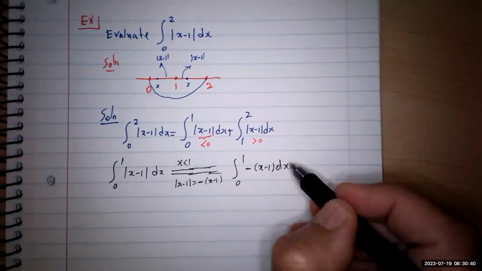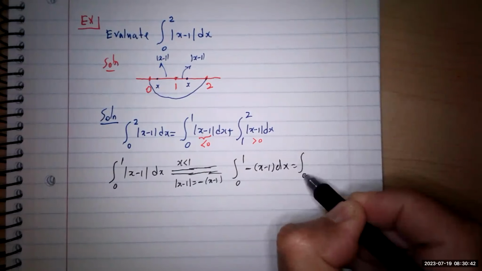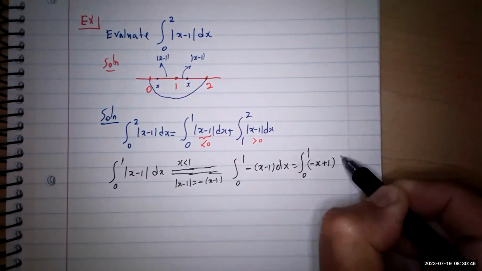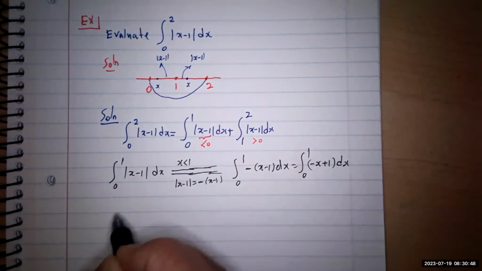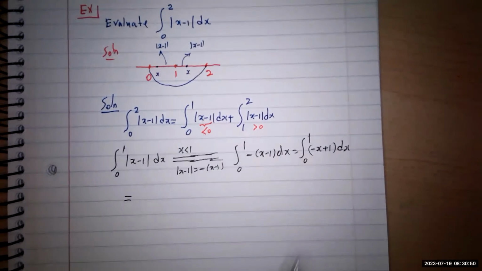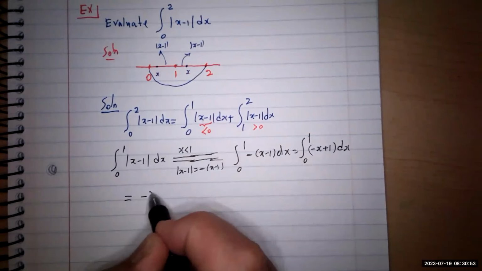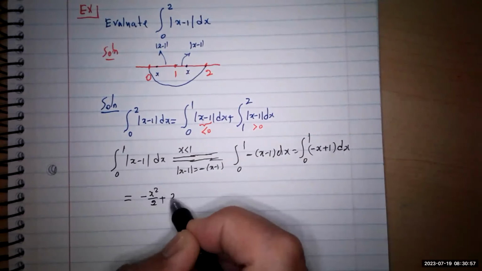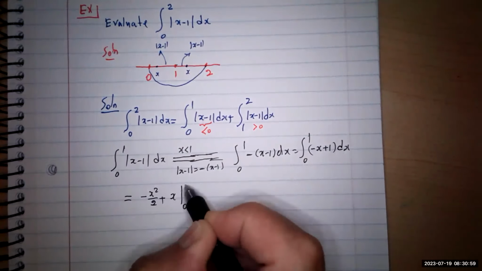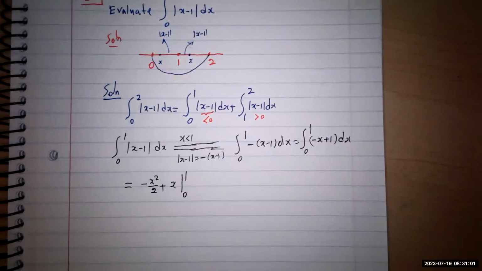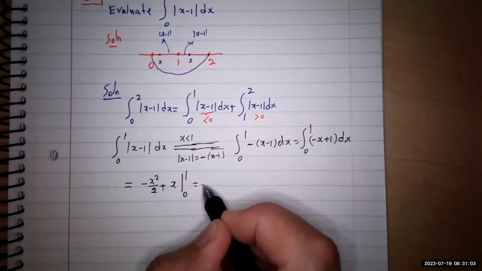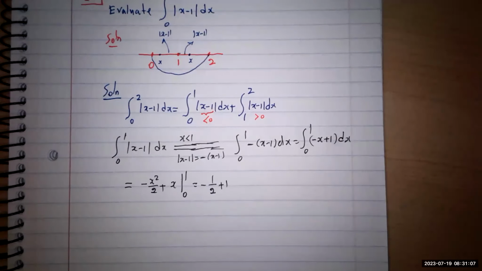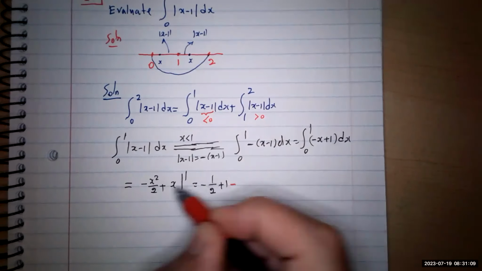So you are going to integrate from 0 to 1 the negative of x minus 1 dx. And this is very easy to find. Apply the negative sign, it is negative x plus 1 dx, and integrate it. So the integral would be negative x squared over 2 plus the integral of 1, which is x, evaluated from 0 to 1. If you put the 1, that gives negative 1/2 plus 1. Remember, minus, if you put the 0, that gives you 0.